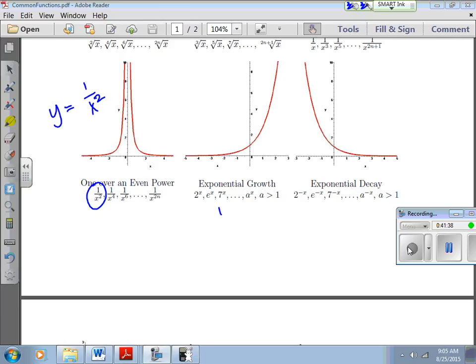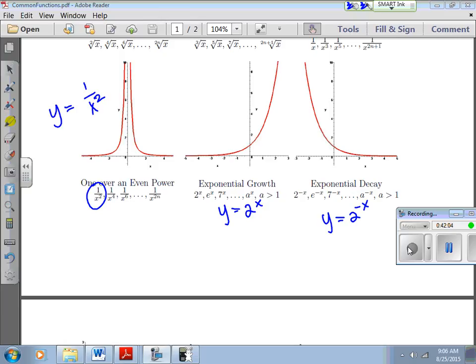This will be the parent function of y equals 2 to the x. This is exponential growth. And over here, this is y equals 2 to the negative x. This is exponential decay. You did see this previously. Exponential growth and decay you guys should have seen at one point before, okay? But we're going to touch more upon those, okay?